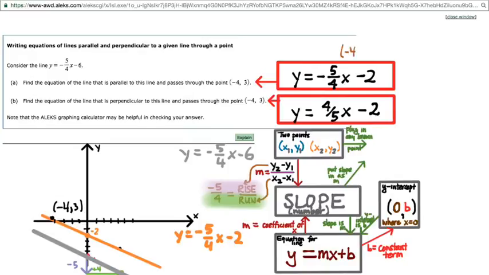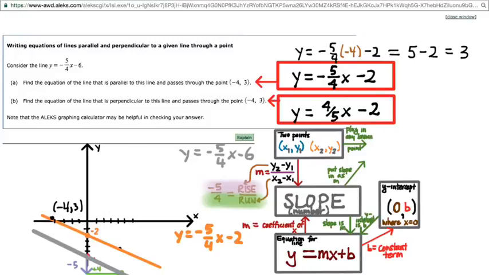So let's plug it in. Negative 4 for x. I've got negative 5/4 in front of it, minus 2. Negative 5/4 times negative 4, well, the negative times the negative is going to give me positive, and then the 4 in the denominator multiplied by the 4 in the numerator, well, those are going to cancel. So it's going to give me positive 5 is all that's left, minus 2.